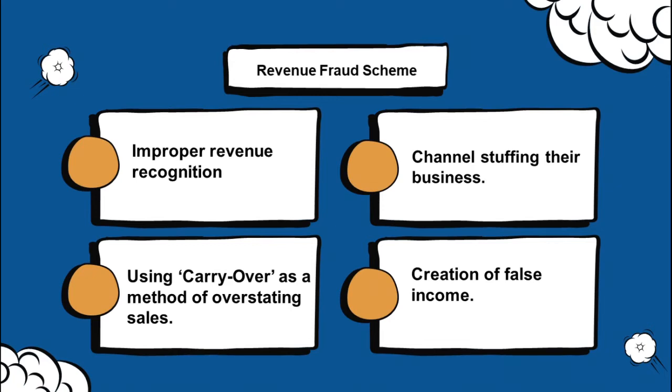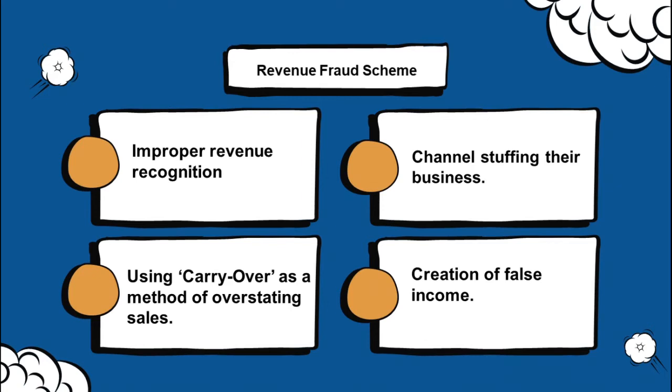Carrying over is an unusual method of overstating sales. Using this method, the management can close the gap between the targeted and the actual sales so that the actual sales are equivalent to the targeted sales. By using this method, the gain of monthly profit will even exceed the sales of the month.